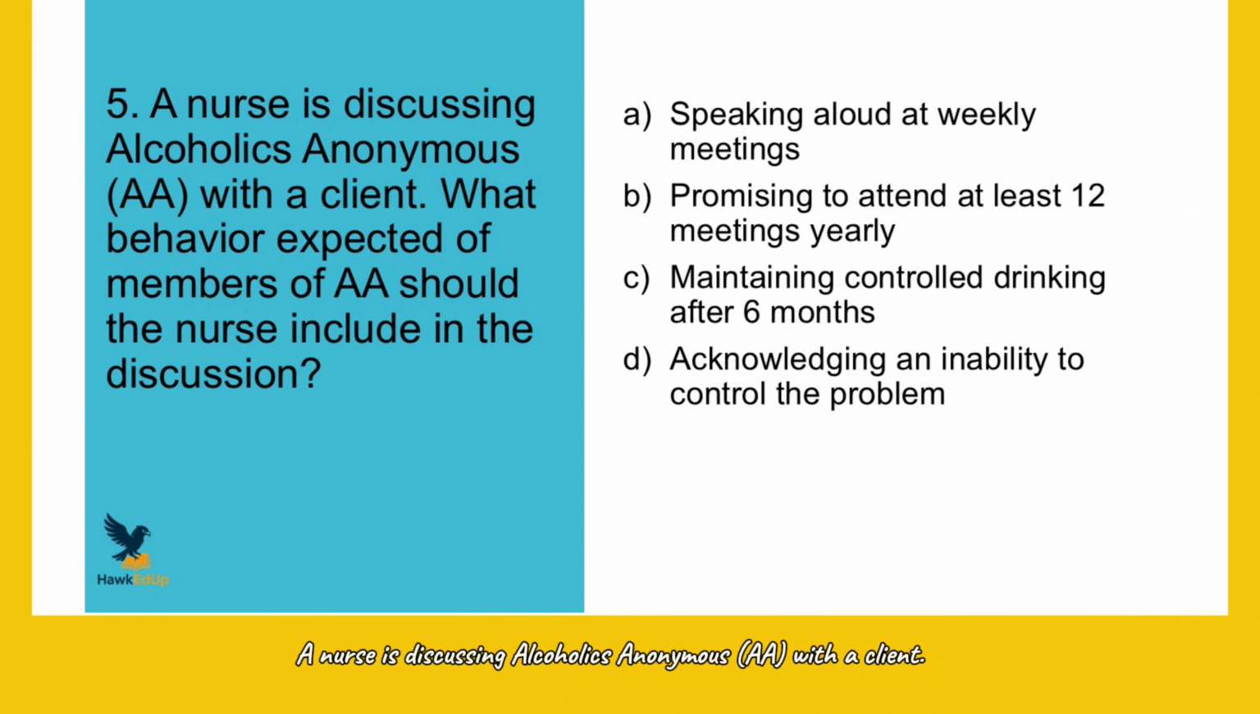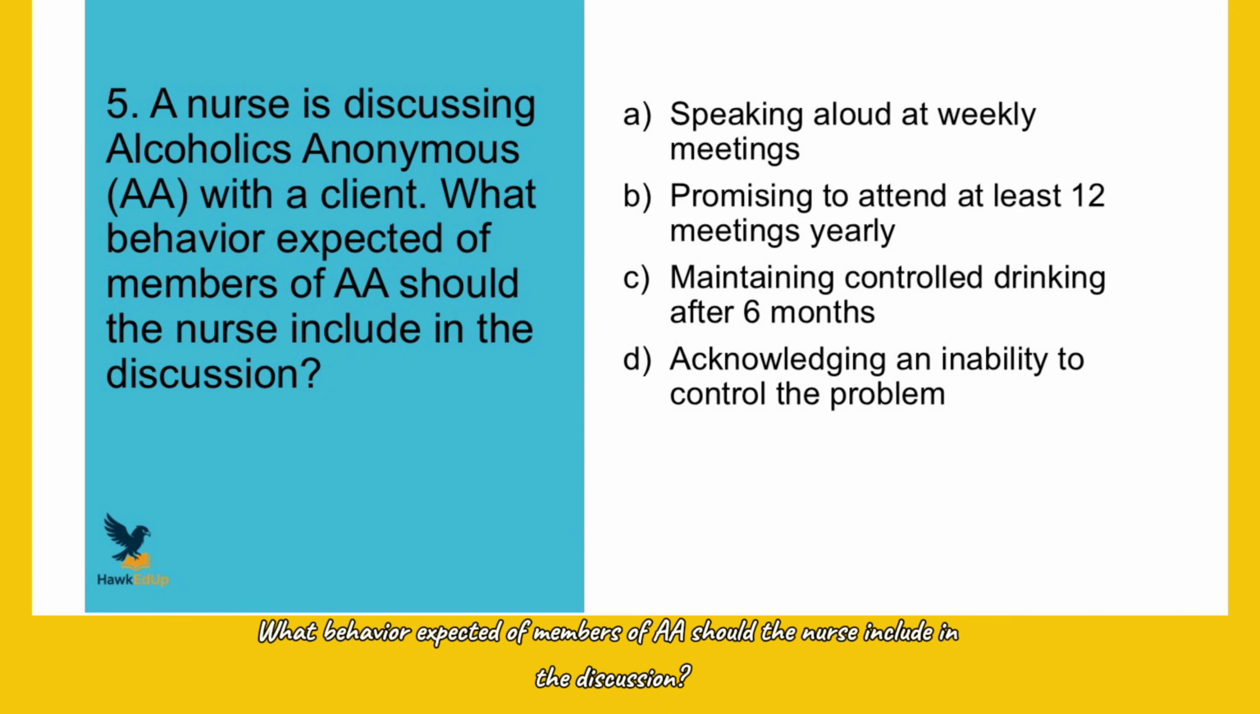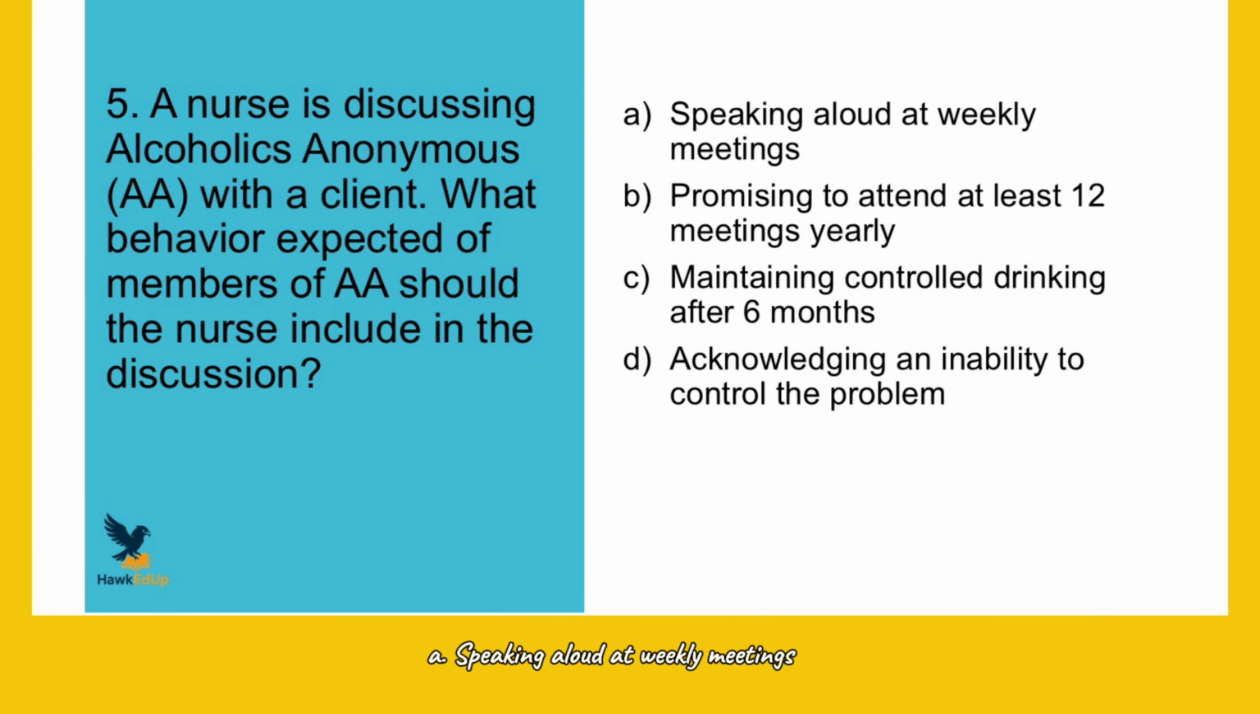Question 5. A nurse is discussing Alcoholics Anonymous, AA, with a client. What behavior expected of members of AA should the nurse include in the discussion? A. Speaking aloud at weekly meetings. B. Promising to attend at least 12 meetings yearly. C. Maintaining controlled drinking after 6 months. D. Acknowledging an inability to control the problem.